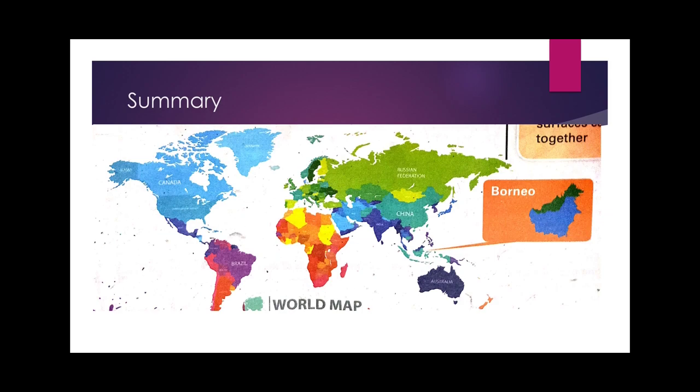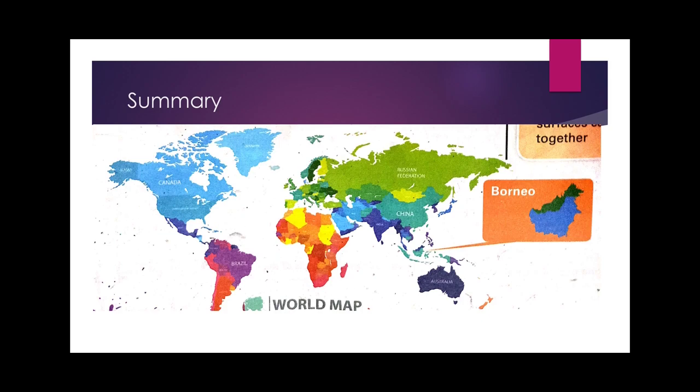Means this island belongs to three countries, not a particular country. Like Majuli and Andaman Nicobar belong only to our country, that is India. But this island Borneo was one of the largest islands of Asia. That's why it belonged to three countries, and they are Malaysia, Indonesia and Brunei.